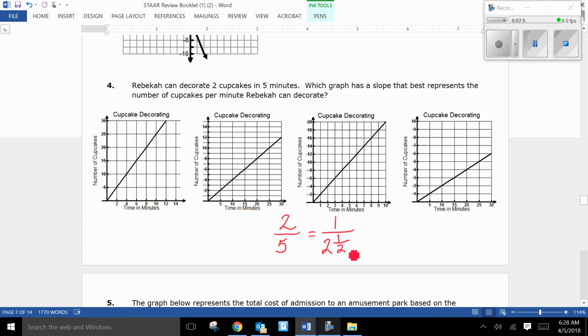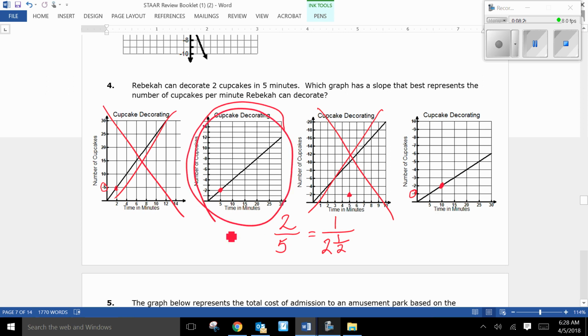Okay, so 2 cupcakes, 5 minutes is located here. But here, this is 5 cupcakes in 2 minutes. So I'm going to get rid of the first one. My third graph, I have 2 cupcakes, 5 minutes would be here. So that's not on my line. And my next, I have 2 cupcakes in 10 minutes. So be very careful. There's 1 cupcake in 5 minutes, but that's not what this says. My slope is 2 over 5. So the second graph would represent that relationship.